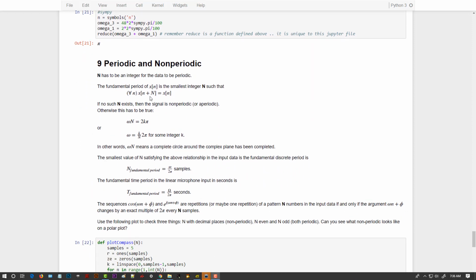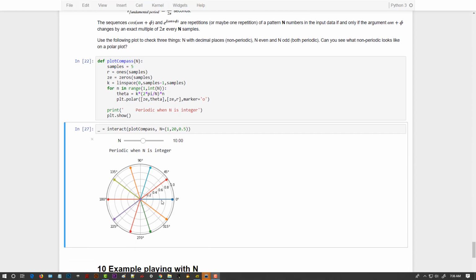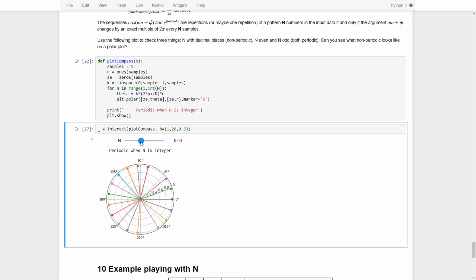And this drives us into the concept of periodic and non-periodic. The best way to do that is just to look at this display. If n is 10, that's fine. 9's fine. But if n is 9.5, we see these lumps right in here and here. So it's only periodic when n is an integer.